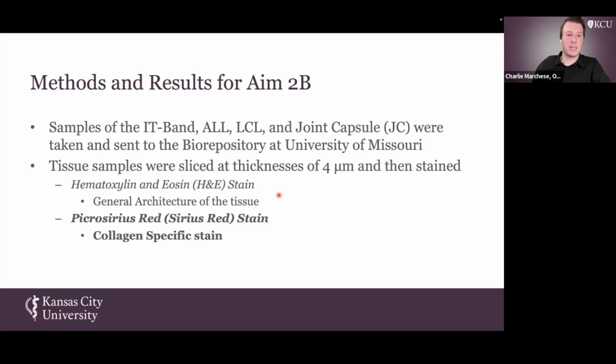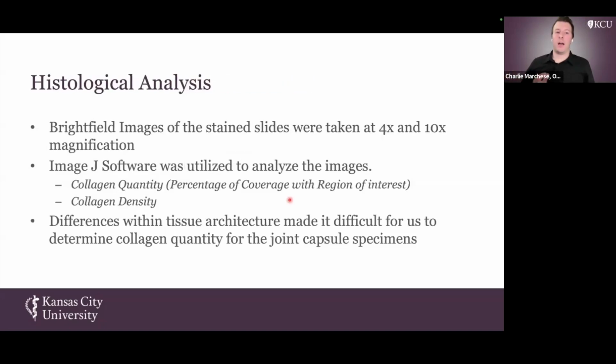But the second stain is a picrosirius red stain, otherwise termed sirius red. And this is a collagen-specific stain. So the reason that we had them perform this stain is because this is what gives us the ability to actually analyze it. From a histological perspective, once we received the stain slides back from the biorepository, we took bright field images of the stain slides at both 4x and 10x magnification. We then used ImageJ software to analyze the images and try to quantify these different aspects of collagen that we were looking at. Like I mentioned previously, we looked at two. We looked at the collagen quantity and the collagen density.